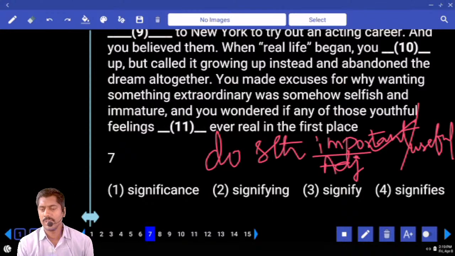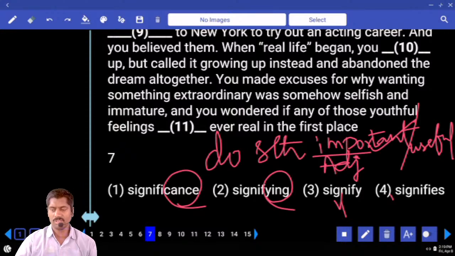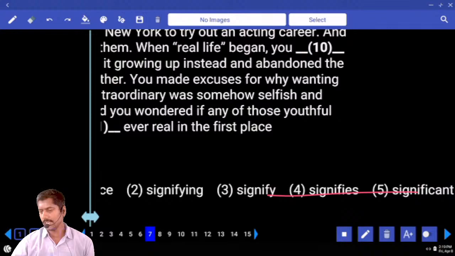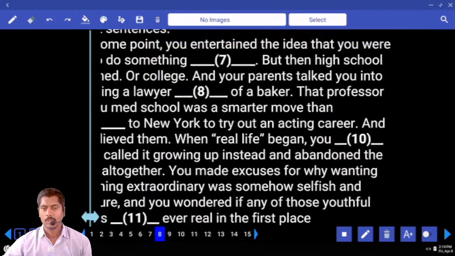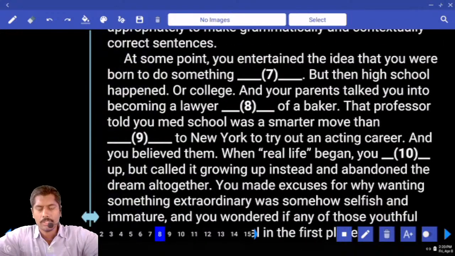Here if you observe, where is the adjective? A noun, ing, V1 ing, V1, yes or yes, and the last one, ant, is called an adjective. Fifth option is the correct answer. Do something significant. Significant, important, both same meaning.